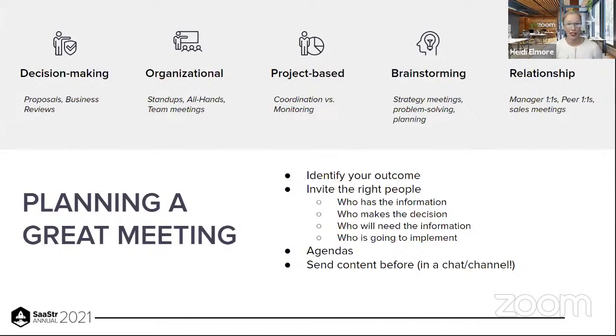So agendas are not the panacea. First of all, agendas are always a good idea. But before an agenda is set, consider what type of meeting it might be. Is it a relationship meeting? Is it a project meeting? And you should also take into account who you invite.